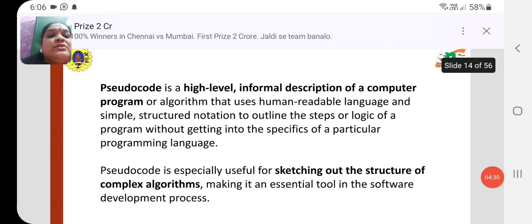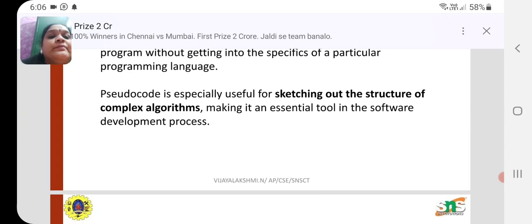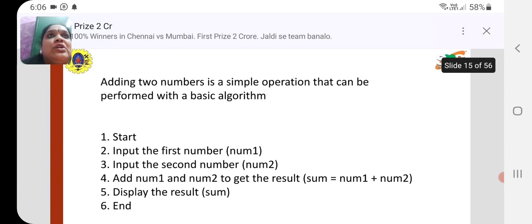And what is pseudocode? Pseudocode is an instruction-based language or method, a high level informal description of a computer program or algorithm that uses human readable language, which is actually useful for sketching out the structure of a complex algorithm. So that's the difference between algorithm and pseudocode.